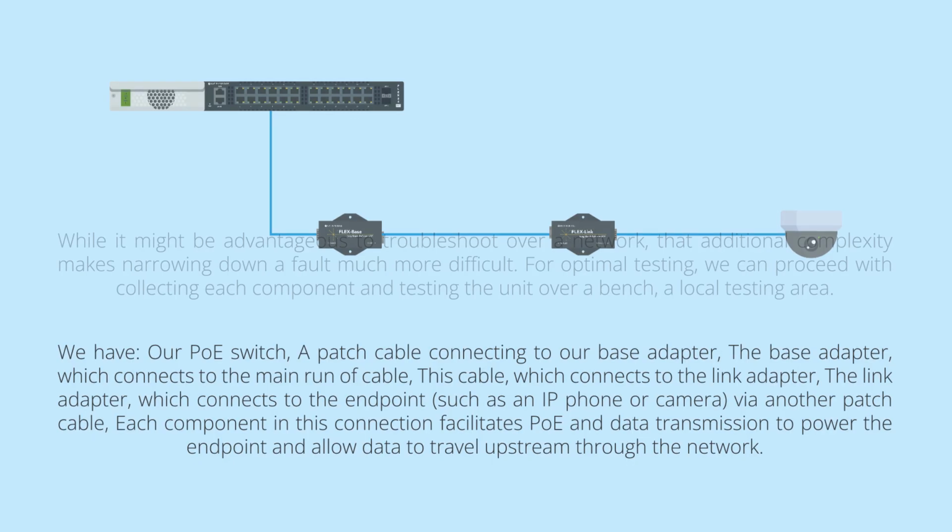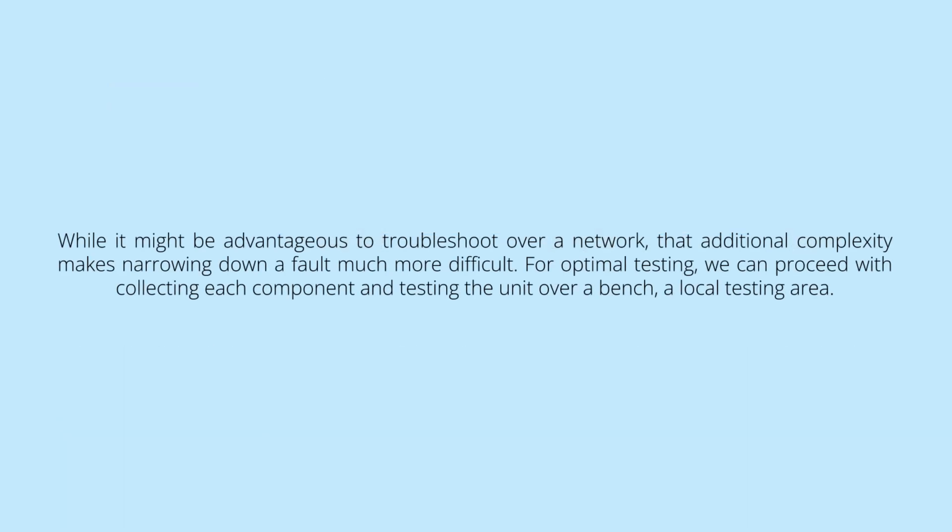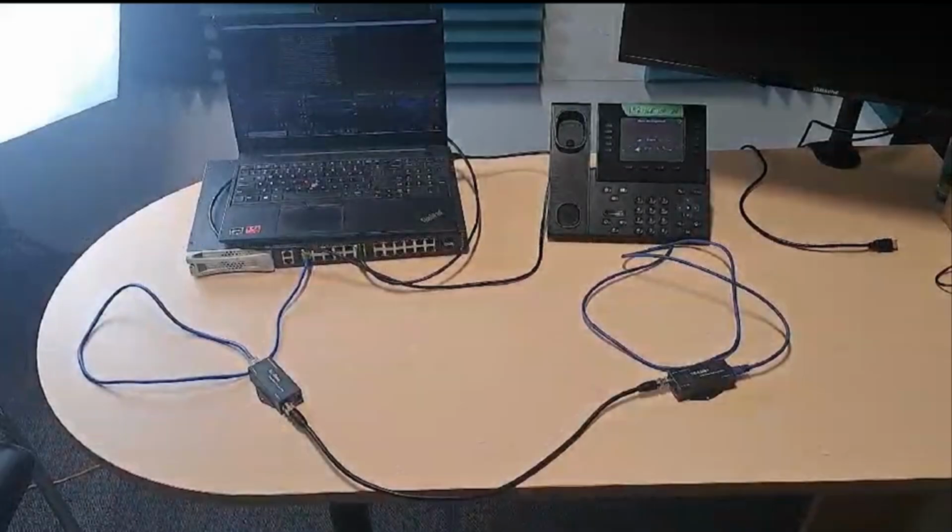through the network. While it might be advantageous to troubleshoot over a network, that additional complexity makes narrowing down a fault much more difficult. For optimal testing, we can proceed with collecting each component and testing the unit over a bench, a local testing area. Breaking down a connection into its individual components helps isolate faults. If a single component is faulty, we can replace it with a known working one. The connection should then be restored.